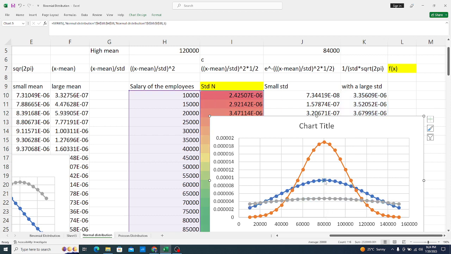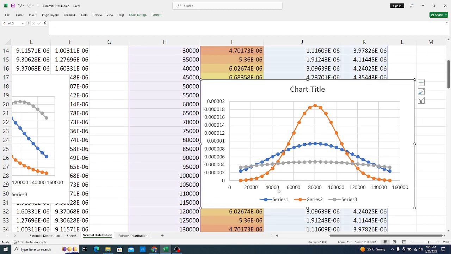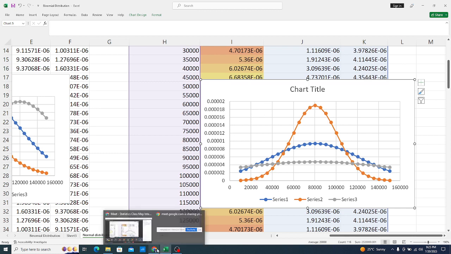Remember, this is the curve of the standard normal distribution. When we use a small standard deviation, it's like we are increasing the peak and reducing the tails, compared to the standard normal distribution. When we use a large standard deviation, it's like we are reducing the peak and thickening the tails of the new distribution, in comparison to the standard normal distribution. Okay, and that's all about normal distribution.